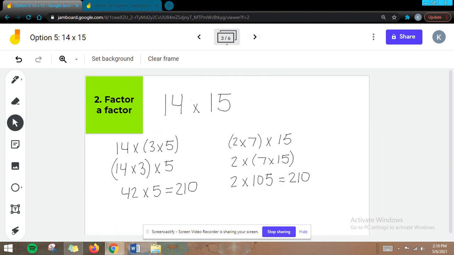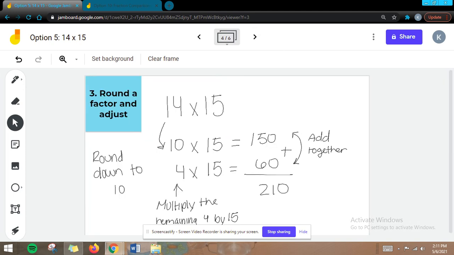The next one that I did was factor a factor, so I wrote out 14 times 15 here again, and then over here I did 14 times (3 times 5) in parentheses, and then I switched it to (14 times 3) times 5, and then that equals 14 times 3 is 42, and then multiply that by 5 would equal 210. And then over here I put in parentheses 2 times 7 times 15, and then I switch that to 2 times (7 times 15) in parentheses, so 2 times 105 equals 210.